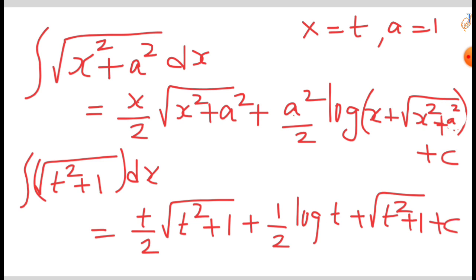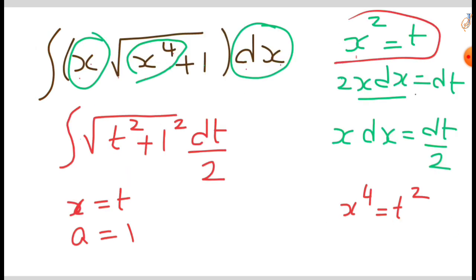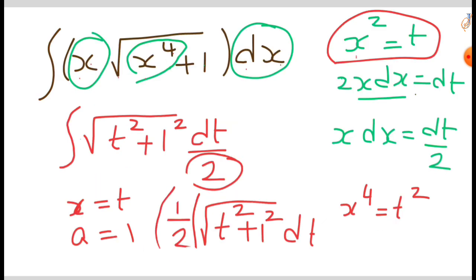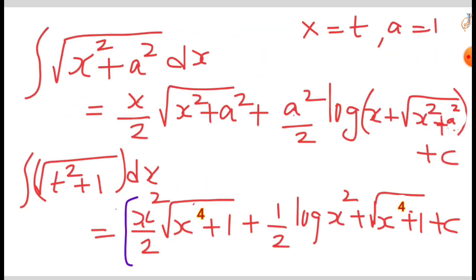Now we consider x raised to the power 2 as t. So instead of t, we are going to substitute x power 2. So t as x raised to the power of 2, and here also we have t, so we take x raised to the power of 2. Still we have 1 over 2. Let's take 1 over 2 for all. This is the result of this integration.